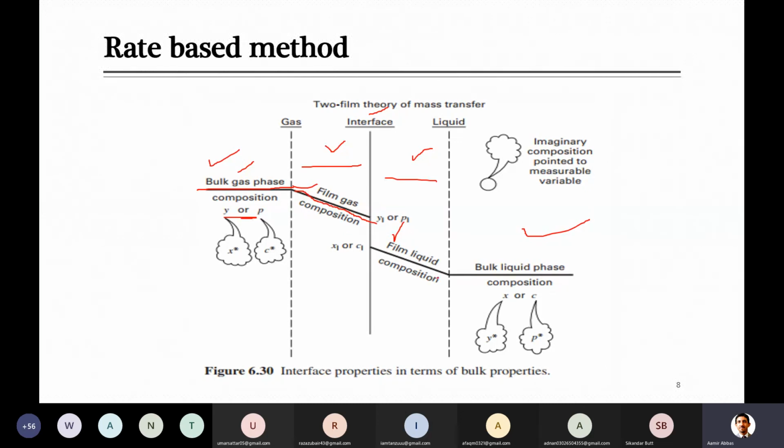So along this film inside the liquid, its concentration will keep on decreasing. Due to this reason, the liquid will be able to get more of this from the gas stream as it moves forward.